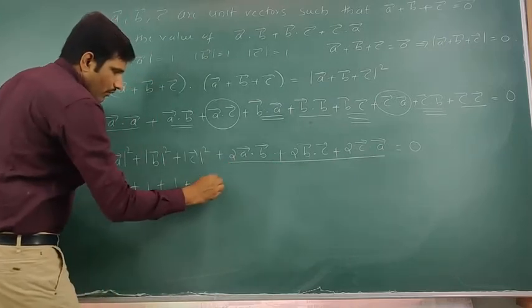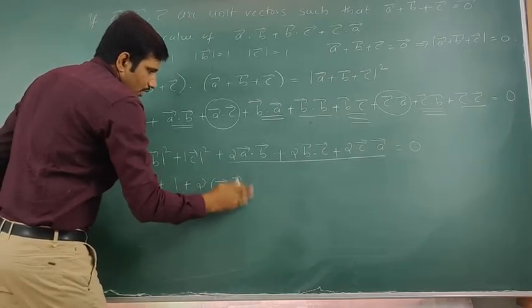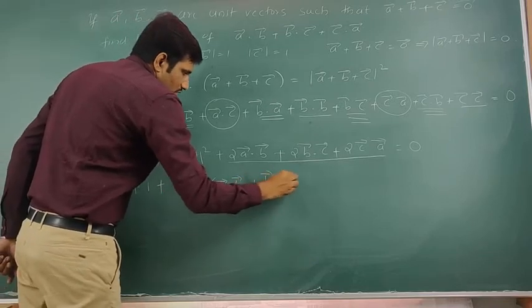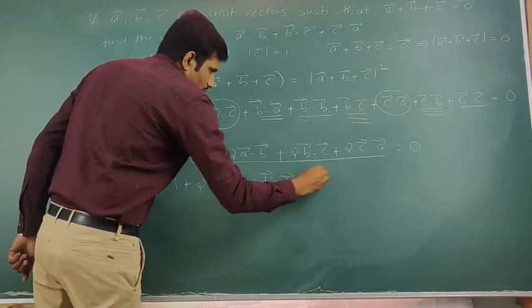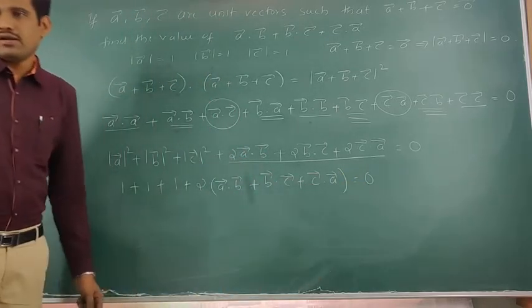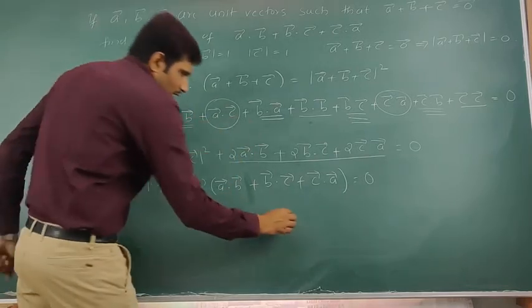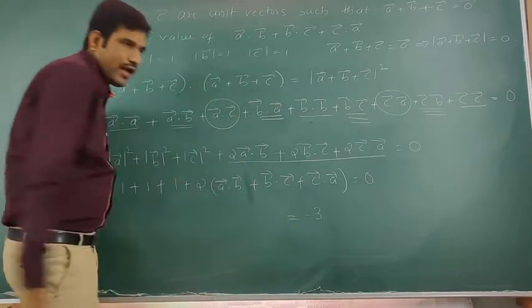If you take 2 common, so this will become A dot B plus B dot C plus C dot A. That value is equal to 0. So take this 1 plus 1 plus 1, 3. Take it on the right hand side. That will become minus 3.